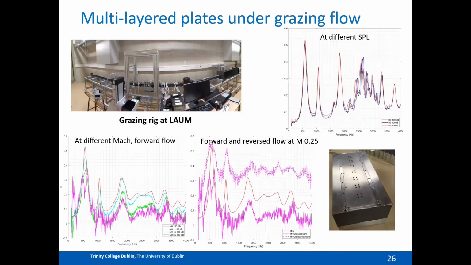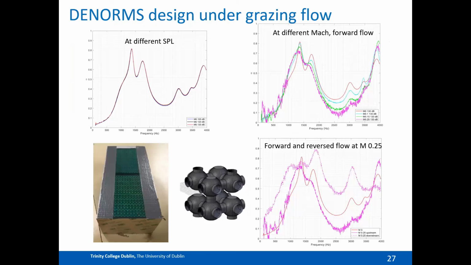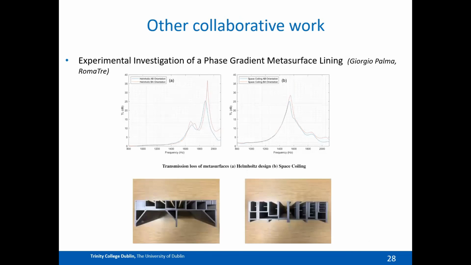And then just work that was done with Eve and Thomas to try and see those plate configurations under shearing flow, and the designs themselves, even those sort of labyrinthine structures, are quite stable at different sound pressure levels. It's still quite linear, and then under flow, it still performs quite well. And then just other experimental work on a phase gradient absorption device. Thank you.